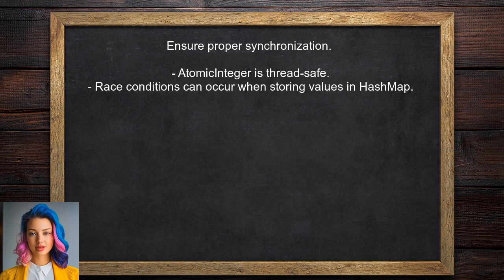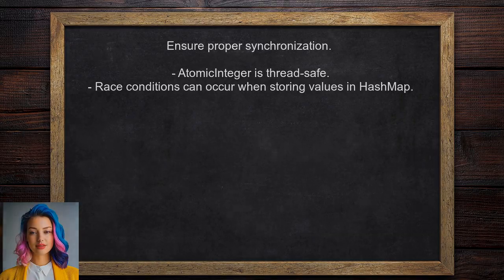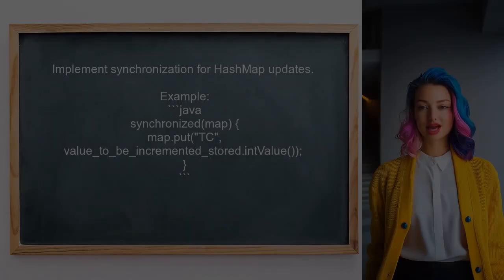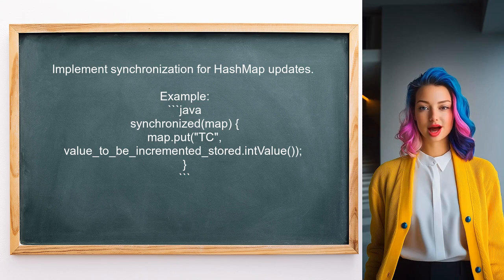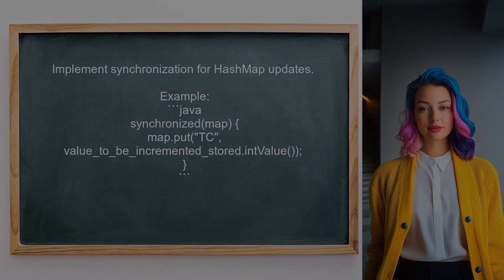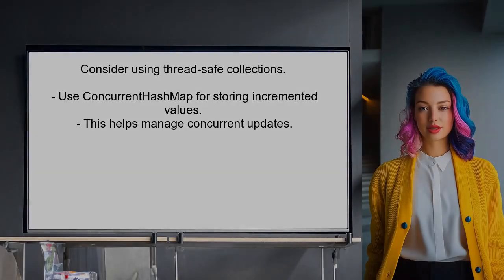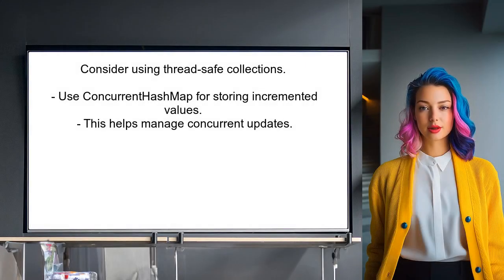Although atomic integer is thread safe, the way the value is stored in the hash map can lead to race conditions. To fix this, the user can modify the code to use a synchronized block when updating the hash map. This will ensure that only one thread can update the map at a time, preventing unexpected values. Additionally, the user should consider using a thread-safe collection like concurrent hash map for storing the incremented values. This will help manage concurrent updates more effectively.